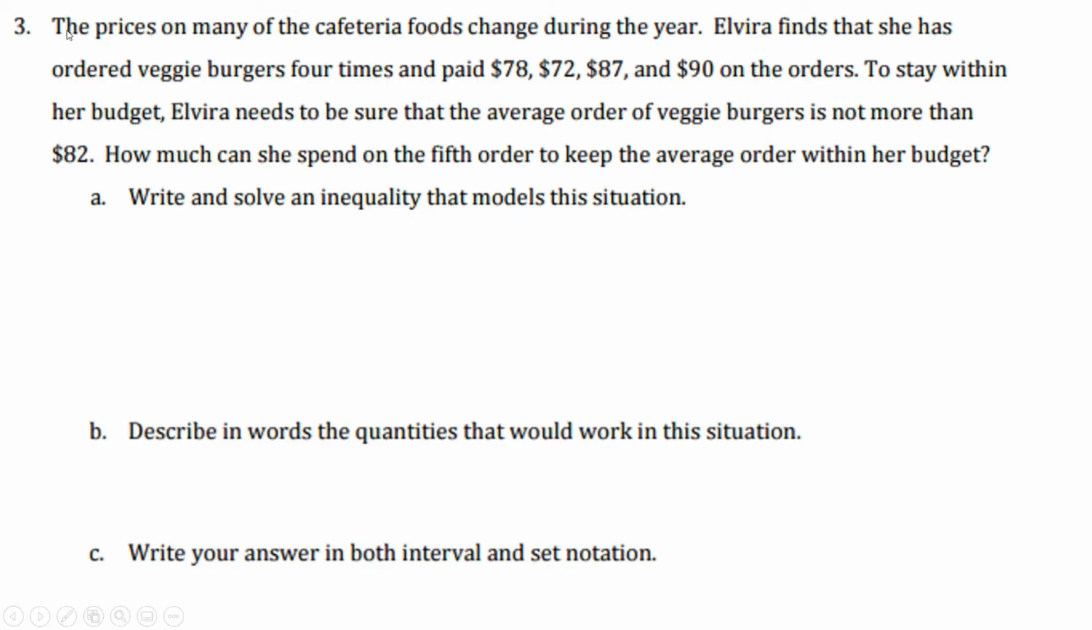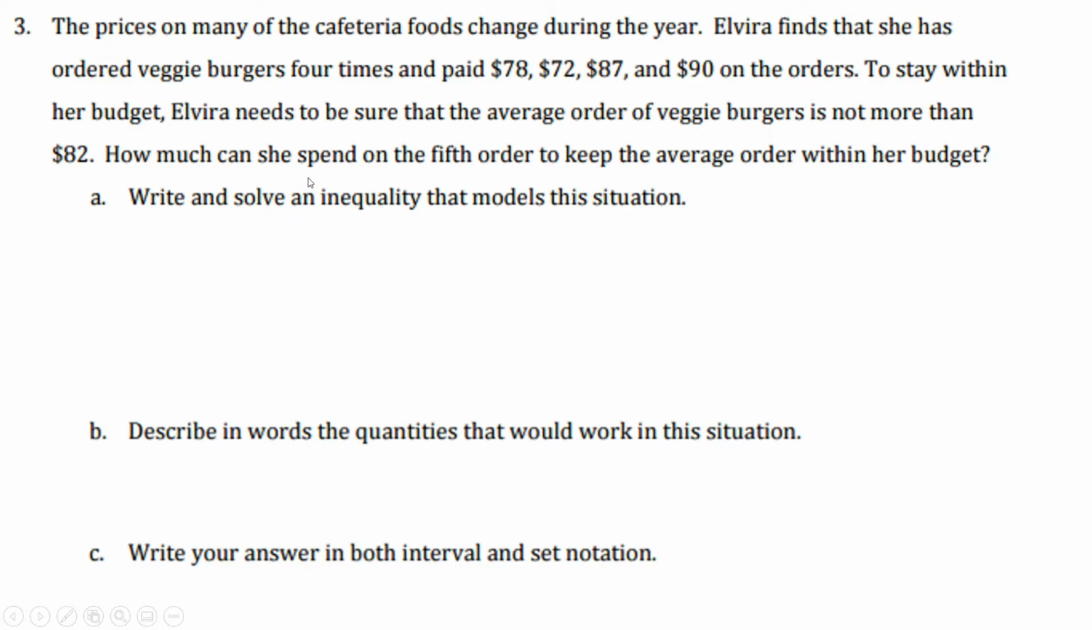So, the prices on many cafeteria foods change during the year. Elvira finds that she has ordered veggie burgers 4 times and paid $78, $72, $87, and $90 on the orders. So price went down a little bit, but then went up and is continuing to go up right now. To stay within her budget, Elvira needs to be sure that the average order of veggie burgers is not more than $82. How much can she spend on the 5th order to keep the average order within her budget?